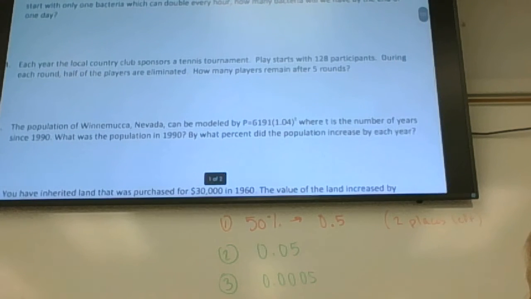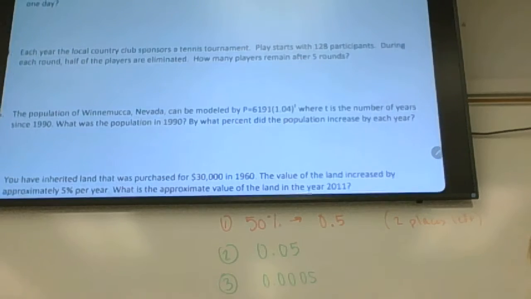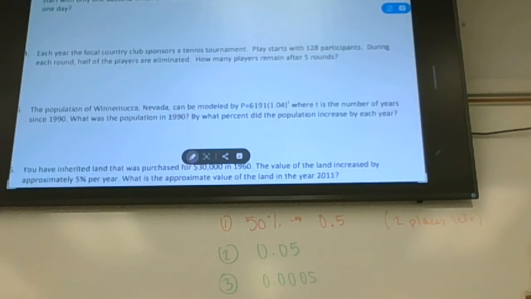Next one, number 3. Bacteria can multiply at an alarming rate when each bacteria splits into 2 new cells, thus doubling. If we start with only one bacteria, where did the first one come from, guys? That's a big question. With only one bacteria doubling each hour, how many bacteria will we have in one day?